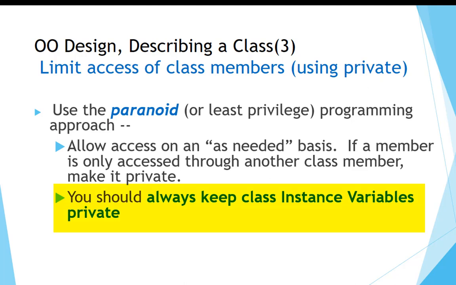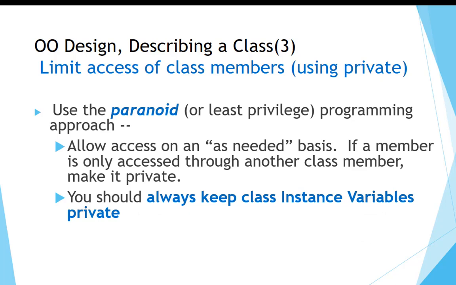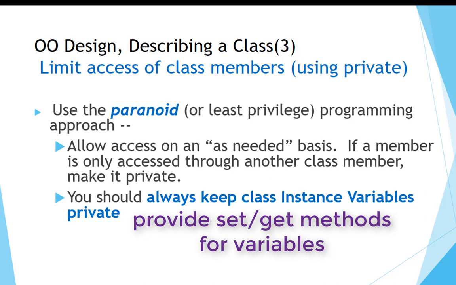Rule number 1, we should always keep the class instance variable members private. The only exception to this is if you are providing a final variable which is inherently protected from being changed. That could be public. Rule number 2, provide setVariable and getVariable methods for the data members as appropriate.